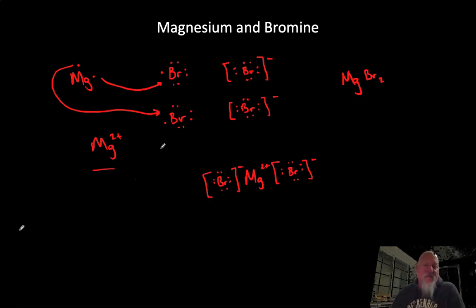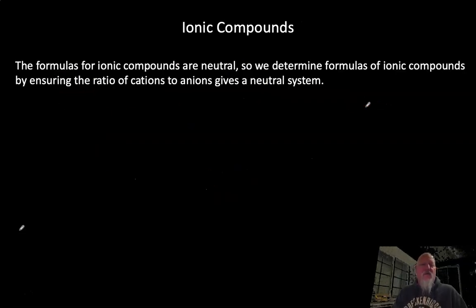Okay, so simply from the charges, we can predict the overall formula for the ionic compound. Formulas for ionic compounds are neutral. So we determine formulas of ionic compounds by ensuring the ratio of cations to anions gives a neutral system. So we get a formula where the number of positive charges from the cations equals the number of negative charges from the anions.